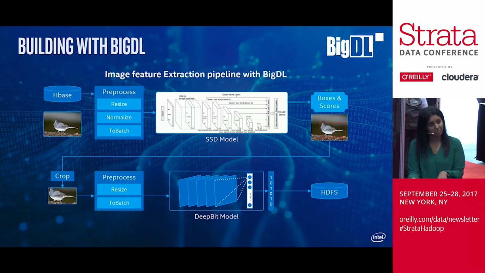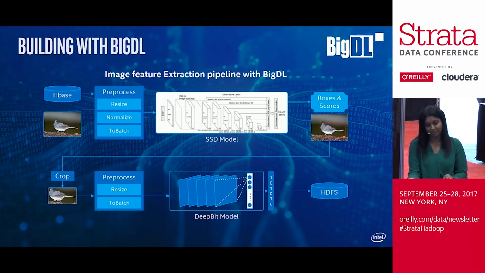So what we did was we used the single-shot multi-box detector model for object detection, and we used the DeepBit model for feature extraction. And all of this was done with BigDL. Before JD leveraged BigDL for building this inference pipeline, they were using Caffe models on GPU clusters. And with the performance and throughput that they were getting out of this BigDL-based model, they have now decided to move to the Intel Xeon processor family.